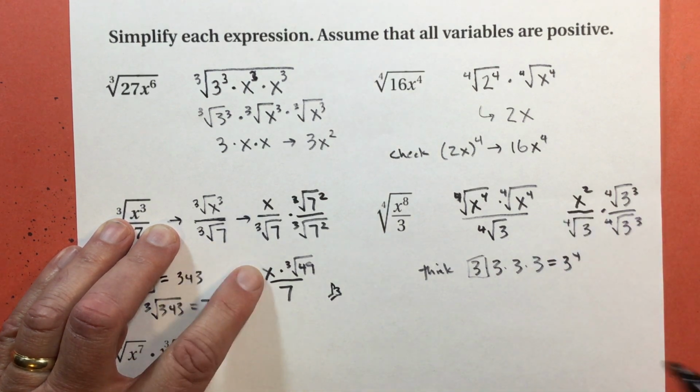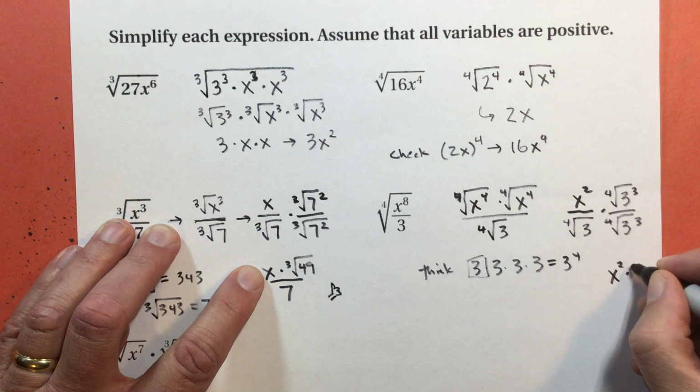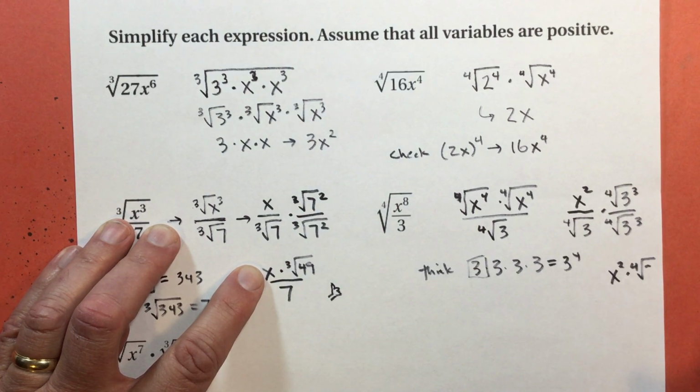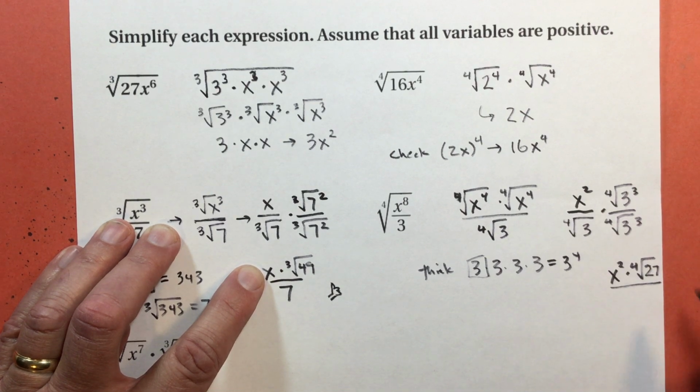The top, it's going to be fine. I'm going to write it right here. X to the 2nd power times the 4th root of, I was going to write 3 to the 3rd power, but that's actually 27. So I'll squeeze that in. And then, of course, this is just going to be divided by 3.